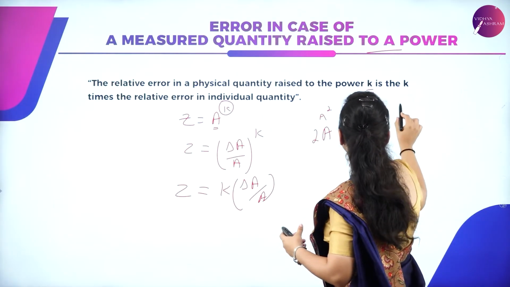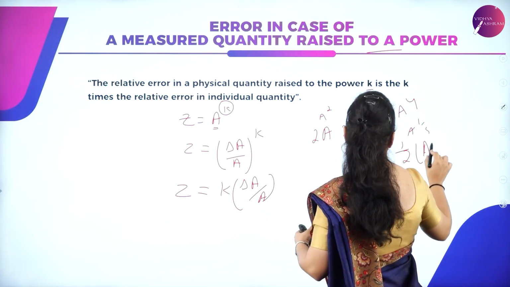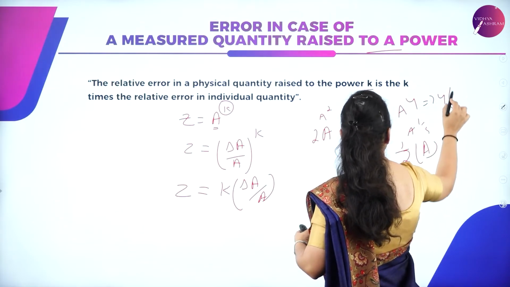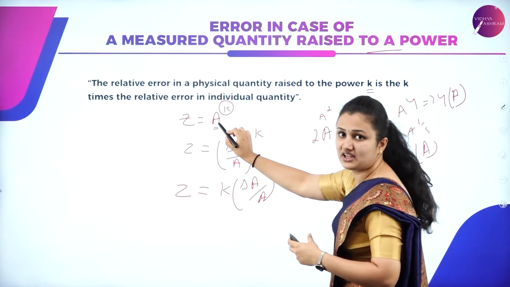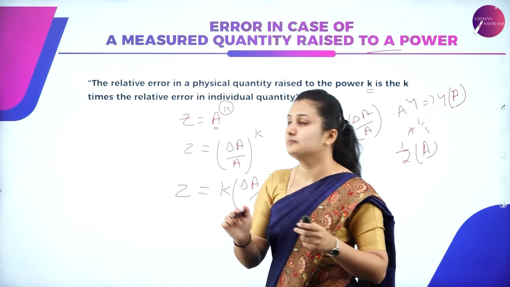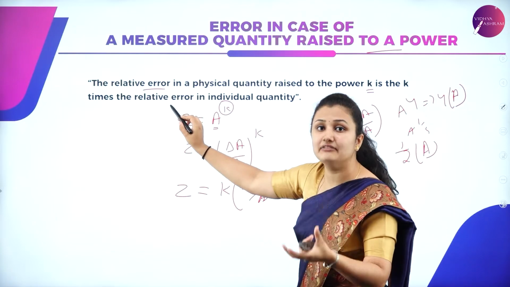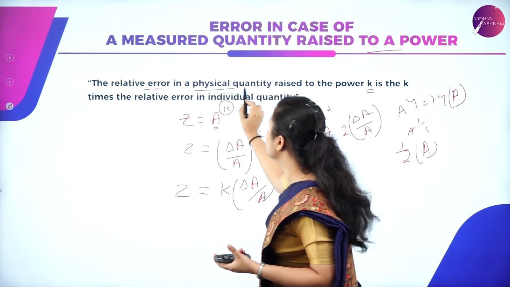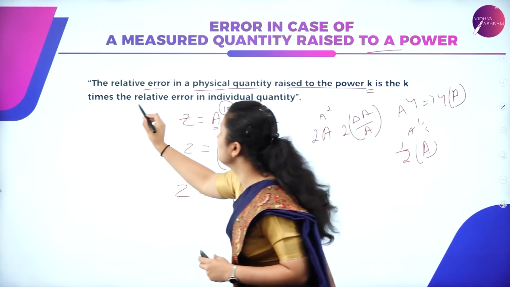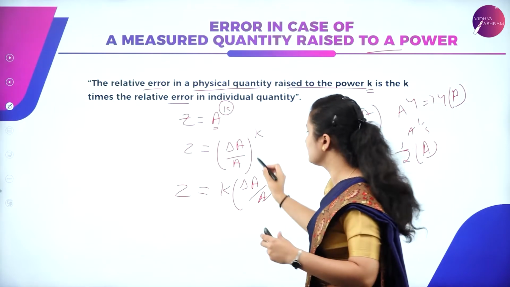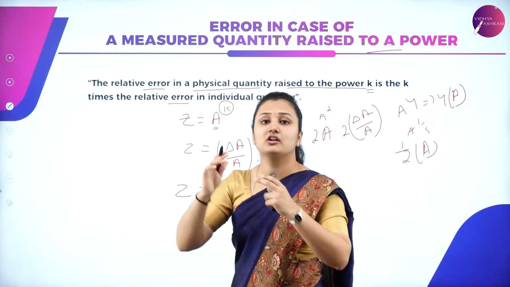Suppose you have A to the power 4 or A to the power half. It will be 1 by 2 of A, or 4 times A. Similarly, k times the relative error in the physical quantity A. So listen, we are considering relative error here. The final result which you are getting will have relative error. The relative error in a physical quantity raised to power k is k times the relative error in the individual quantities. If you have A to the power 2, it will be 2 times A.